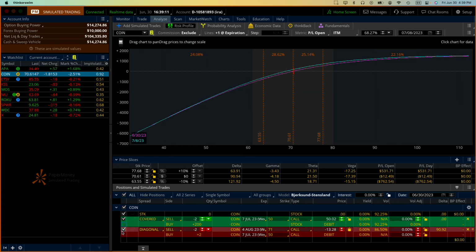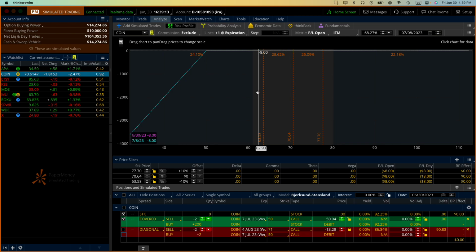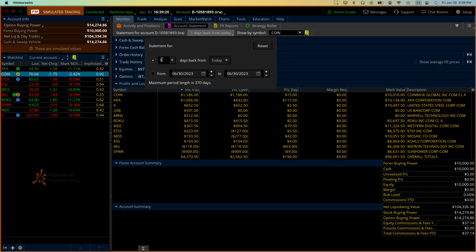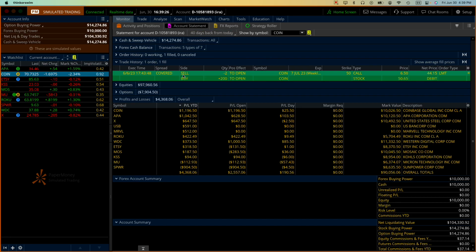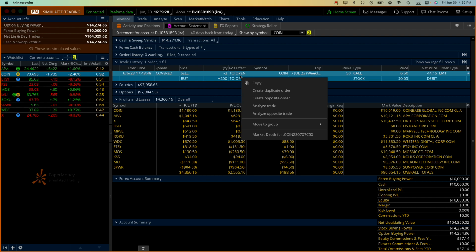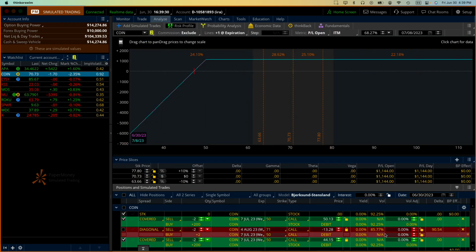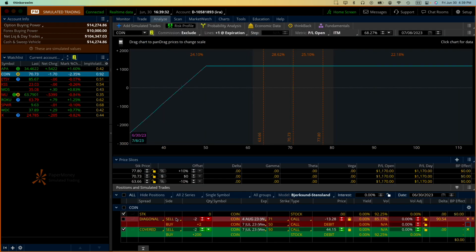Okay, this is the original trade. And as you can see, that's not the real price. So let's go get that. Monitor tab and go back 30 days or more, let's say 40 days. And that was our original order, so that I can analyze that trade, and that gives me the original trade, and here it is. Okay, so how much am I getting?